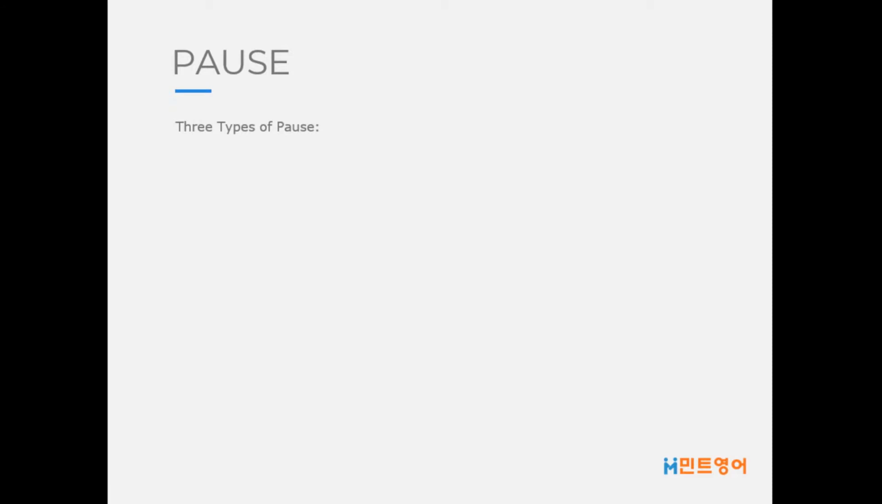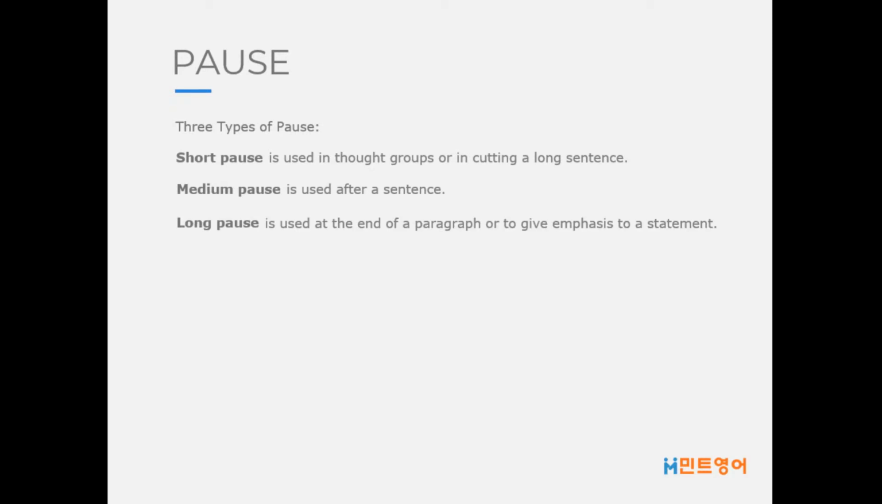A short pause is used in thought groups or in cutting a long sentence. A medium pause is used after a sentence, and a long pause is used at the end of a paragraph or to give emphasis to a statement. But why is it a problem in IELTS?